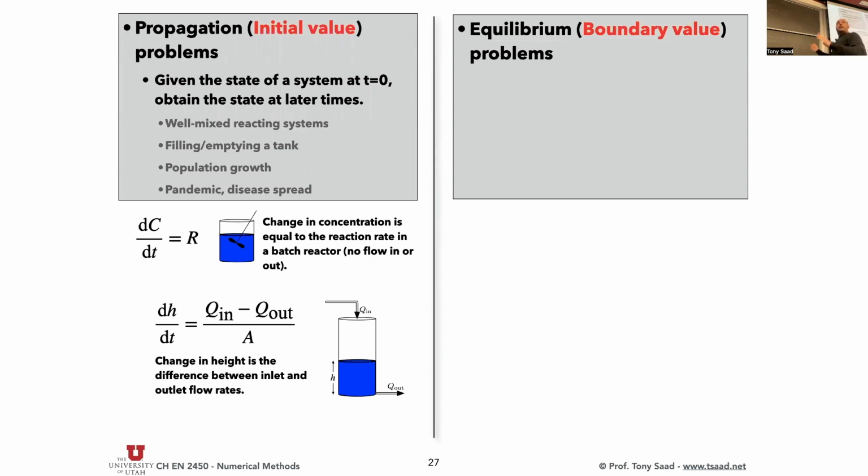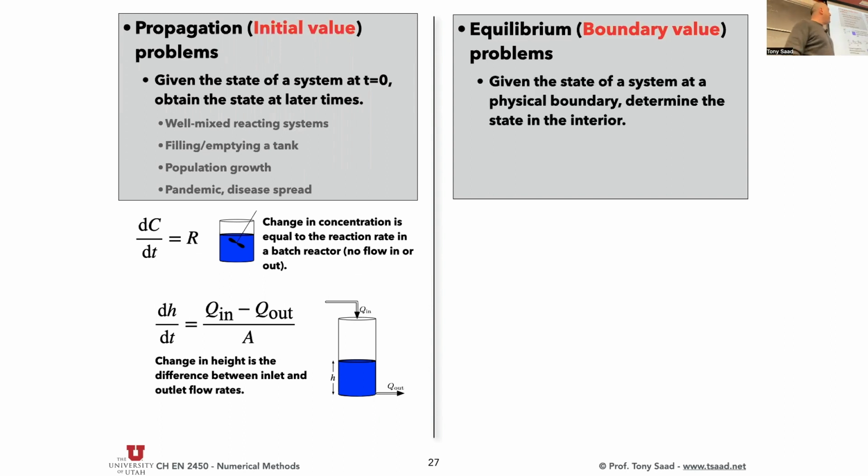We're still in ODEs now, okay? We're not dealing with PDEs, we are in ODEs. So initial value problems, ODEs, you have time, okay? For boundary value problems, you are given the state of the system at a physical boundary. So when you think about the heat transfer problem we did earlier, we had fixed the temperatures at the boundary, right? And asked the question, what happens to the temperature in between as the heat is transferred?